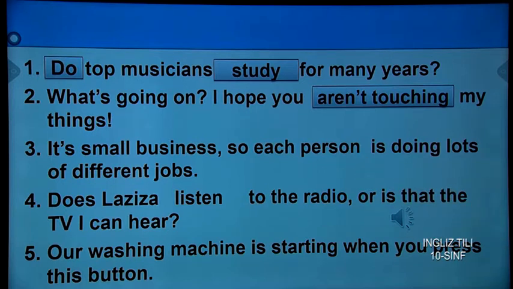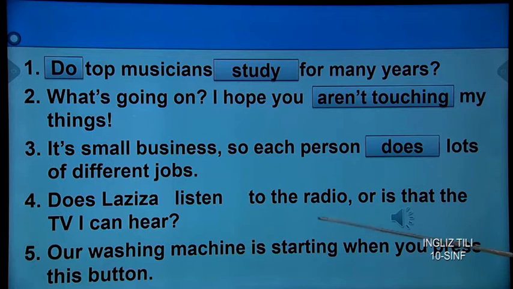The third one, it is a small business, so each person is doing lots of different things. It is the action which is repeated regularly, so we have to use present simple. Each person does lots of different jobs.